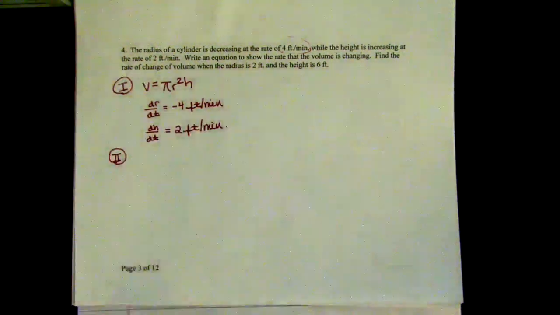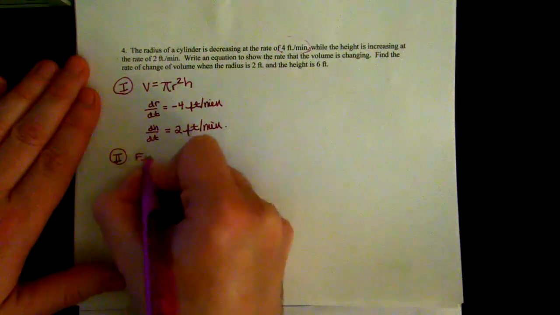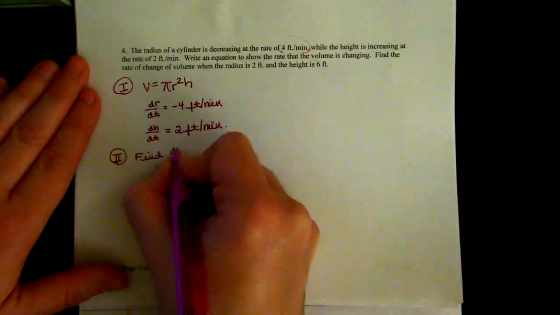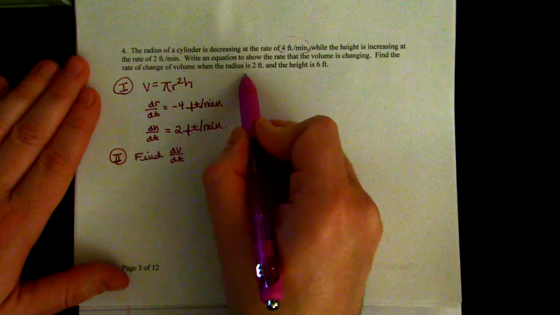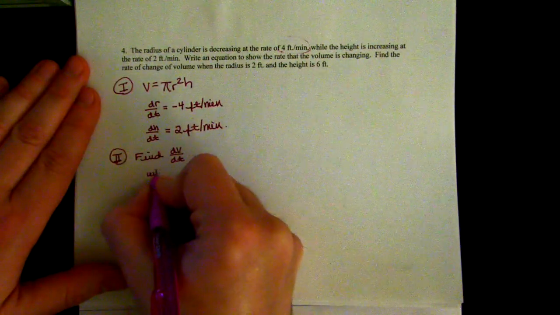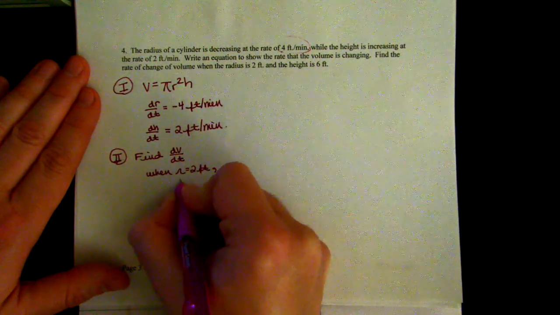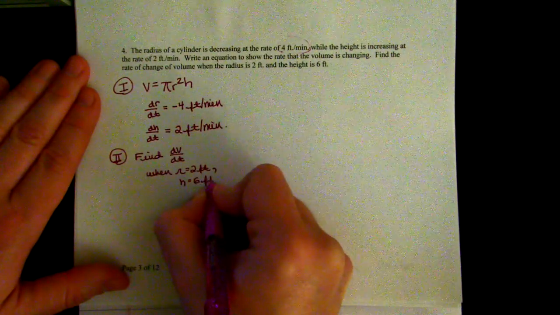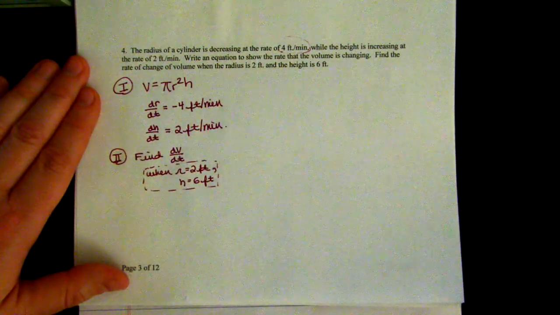See if you can set up part 2, where we try to figure out what we're looking for and the specific instant when we want to deal with it. I want to find the rate of change of the volume. I want to find dv dt. In particular, when the radius is 2 and the height is 6 at that particular instant. When the radius equals 2 feet and the height equals 6 feet. I'm going to go put that in my box.